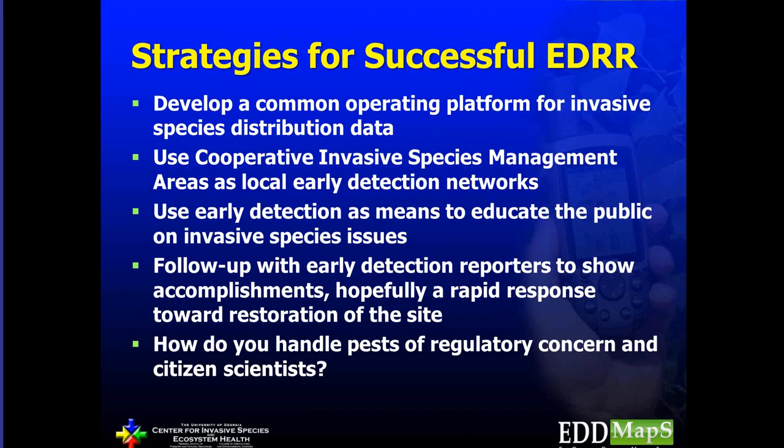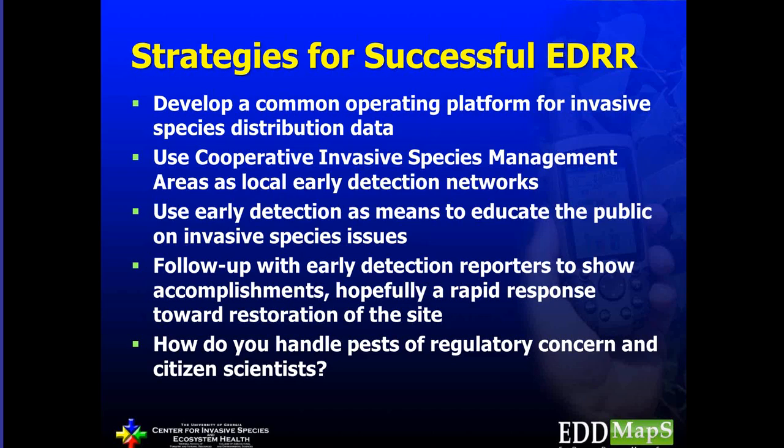You could use your cooperative weed management areas or cooperative invasive species management areas. They're good local early detection networks because you had people on the ground that were organized at a local level. Then use early detection as a means to educate the public on invasive species issues. And when there are early detection reports, especially public reports, having a good way to follow up with them to show accomplishments and hopefully show some kind of eradication or restoration, depending.